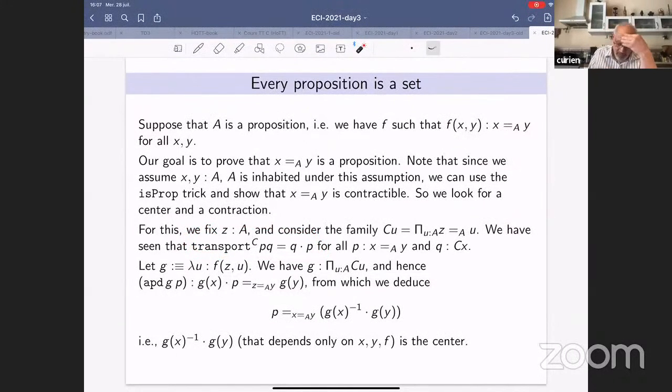Now let's consider the function. So remember that we have this function f, and let us fix our z. So we already fixed z, and let us consider the function that maps u to f of z u. We notice that this function has the type P(u), C(u).